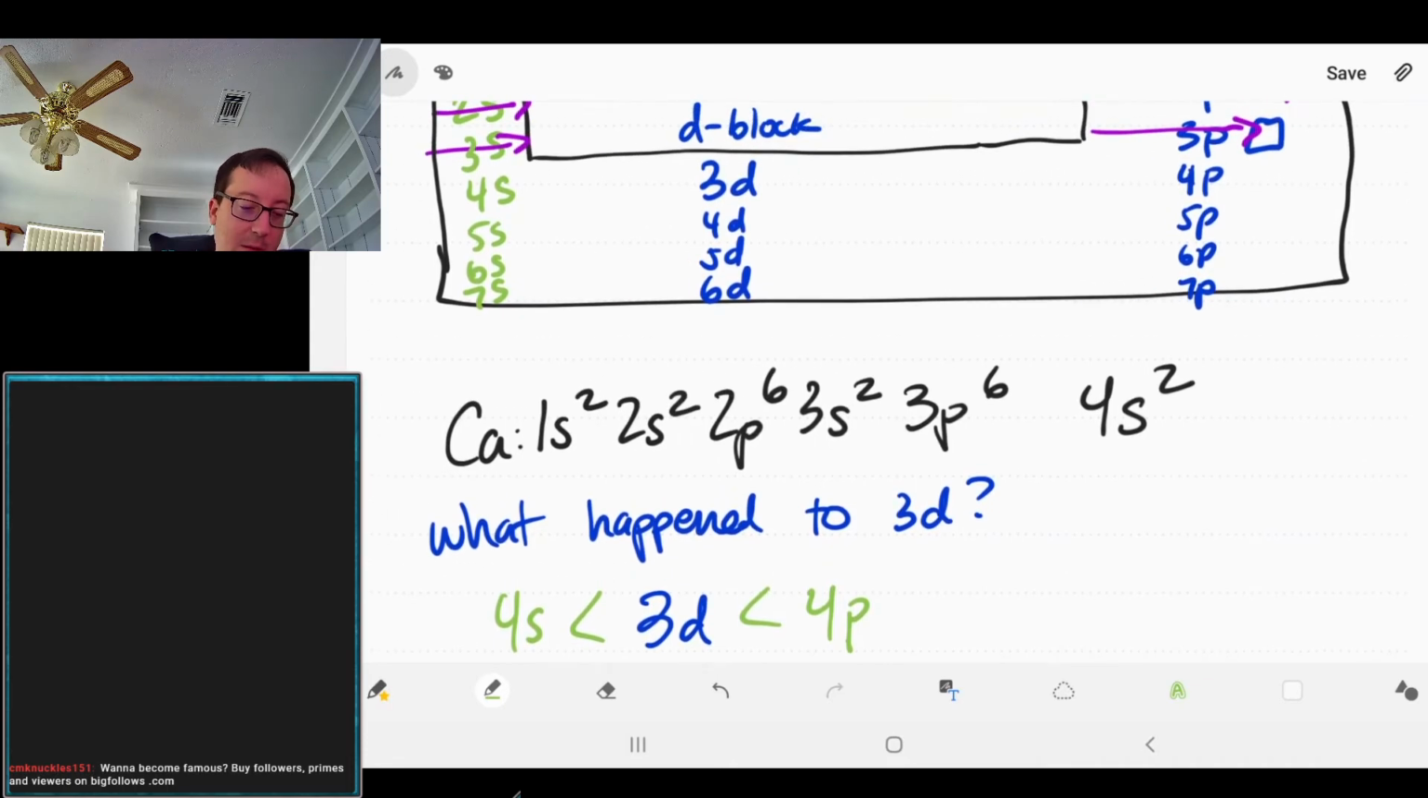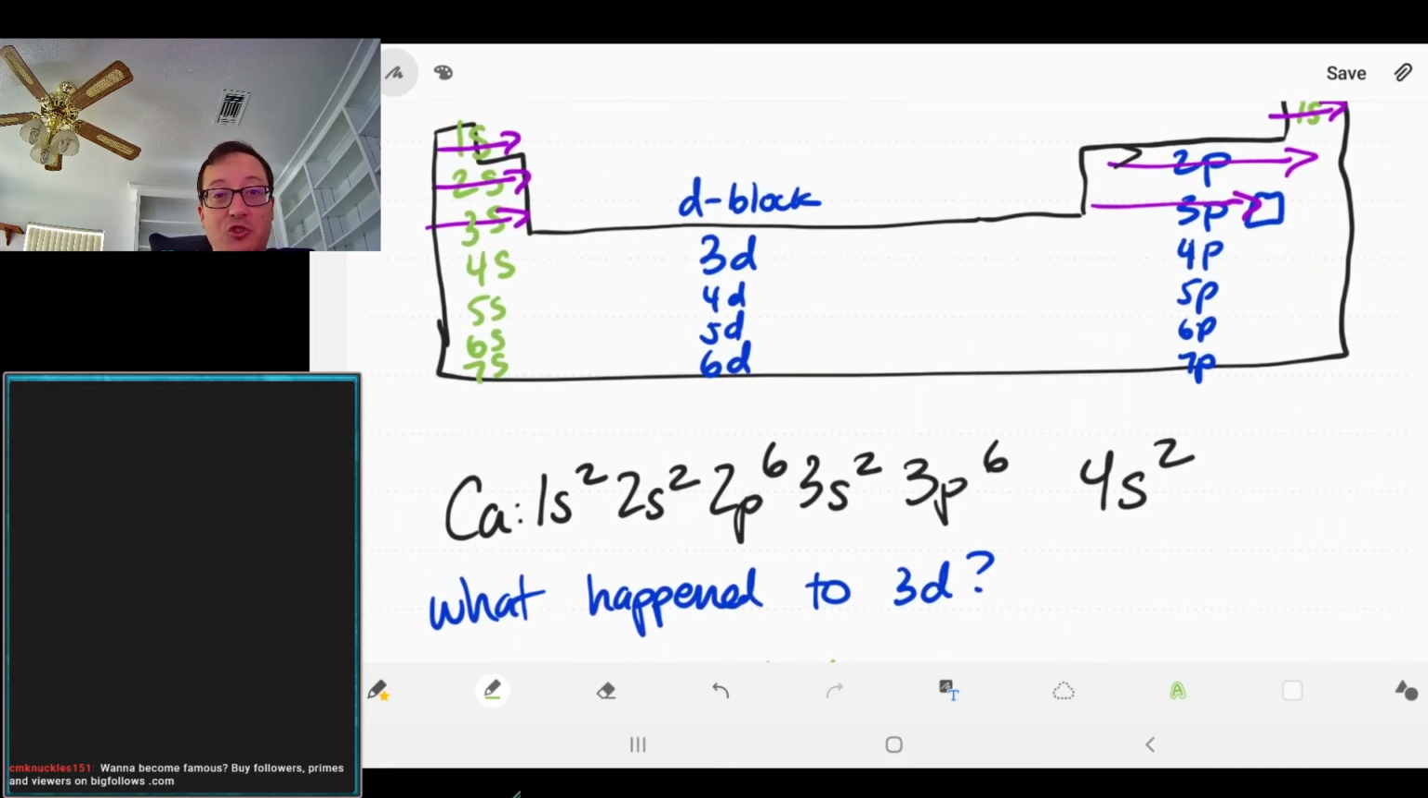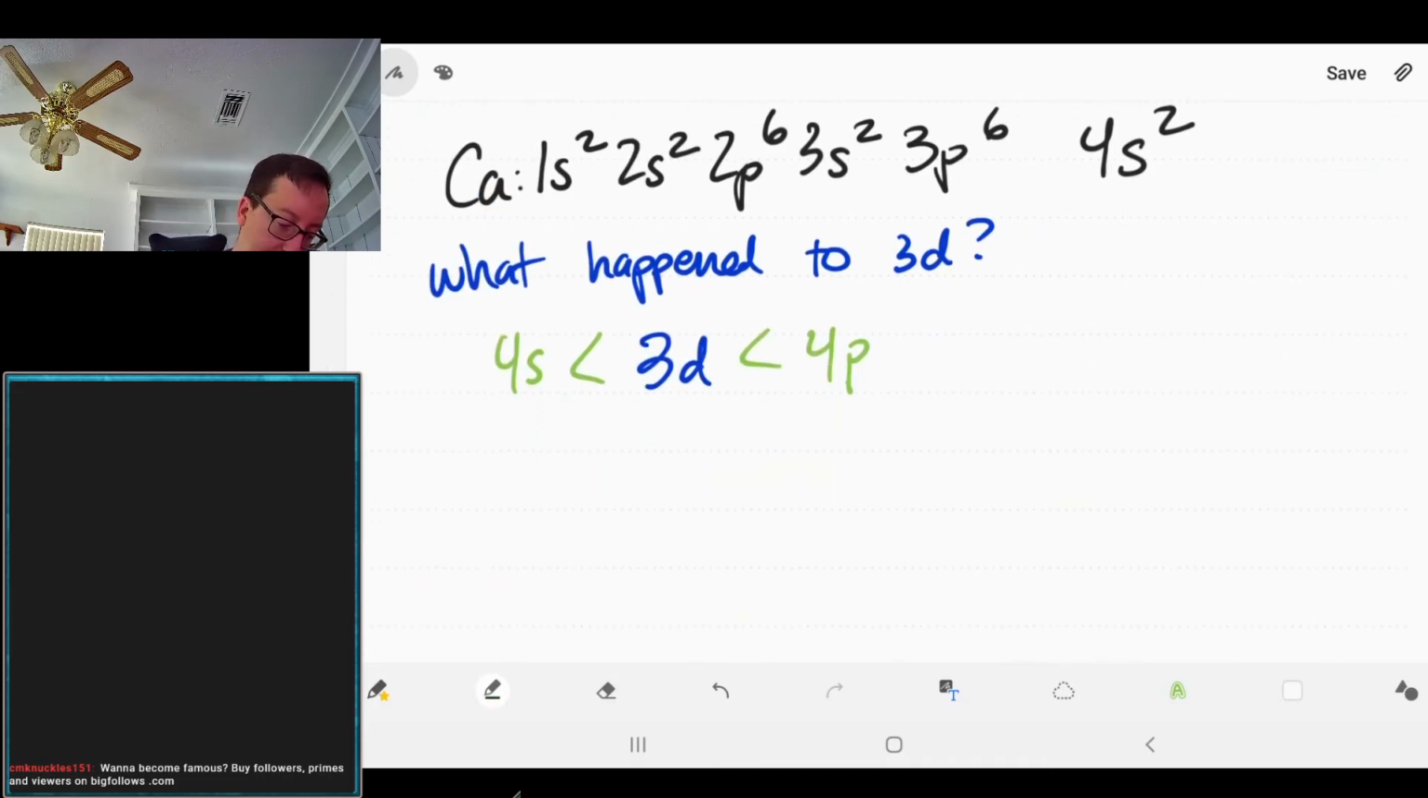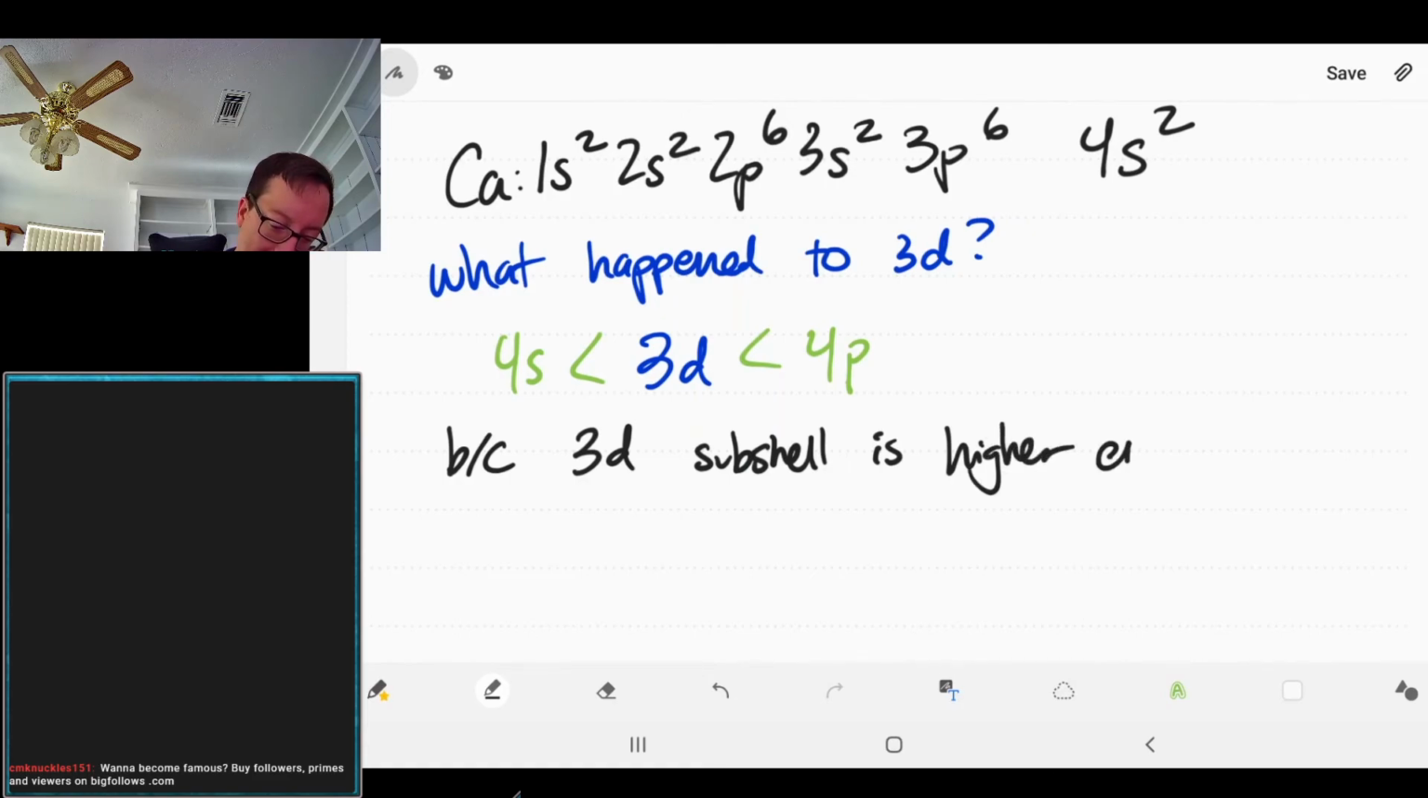And so we just need to remember that everything in the D block is one less than it should be. So as we're filling things, we're going to cross through the D block, and we're going to have to fill it as we go through. And we will fill it after 4s, but before 4p. So because the 3d subshell is higher energy than 4s, 4s gets filled first.